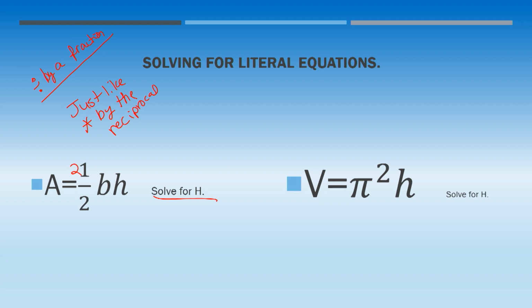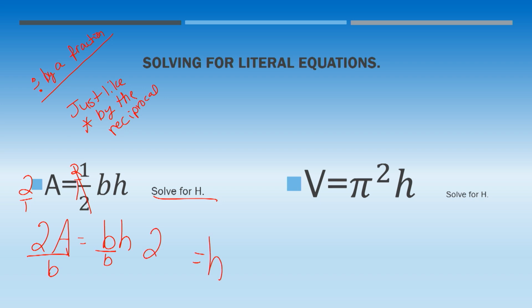So I'm going to multiply here, and that would be 2 over 2, so that's 1. It's canceled out. So I'm also going to multiply over here, so I have 2A equals b times h. Now, I still need to solve for that h, so I need to move the b. Since I'm multiplying b and h, I'm going to divide by my b. So my h literally equals 2A divided by b.